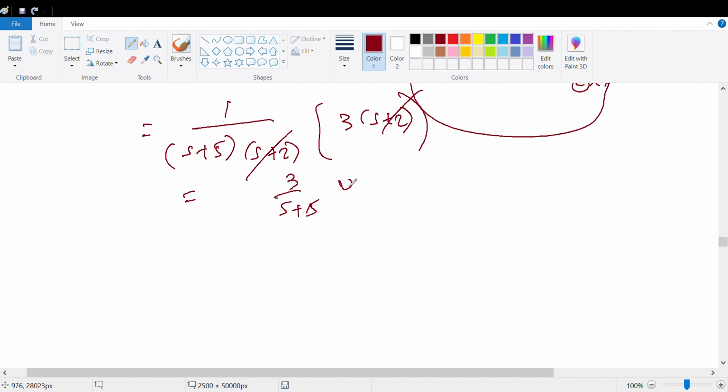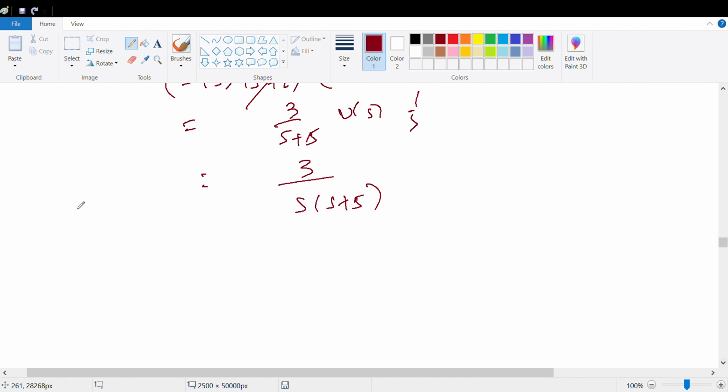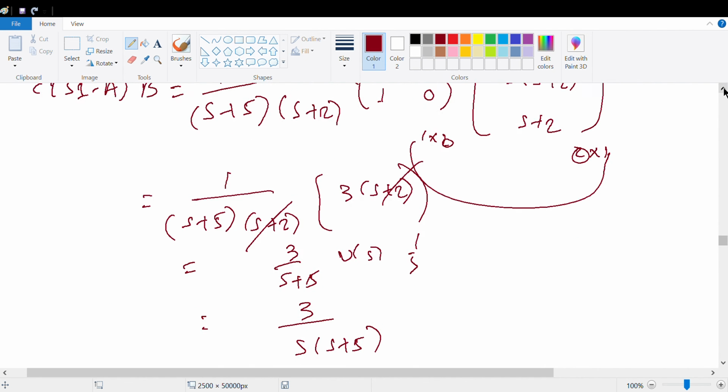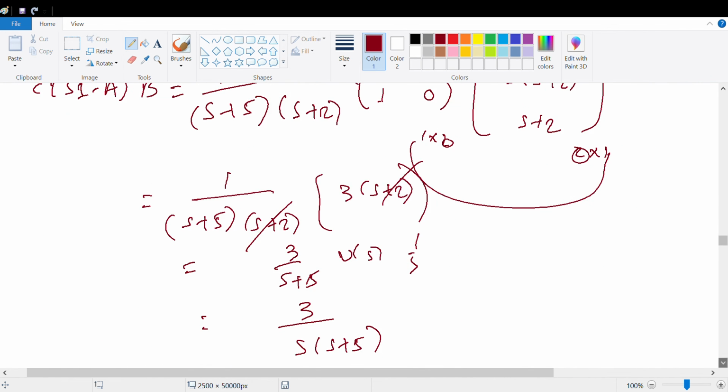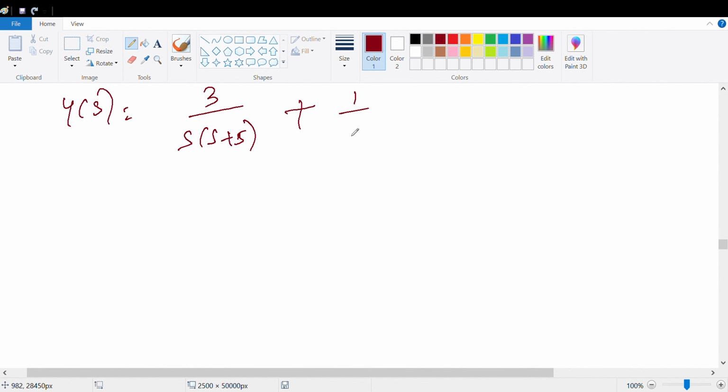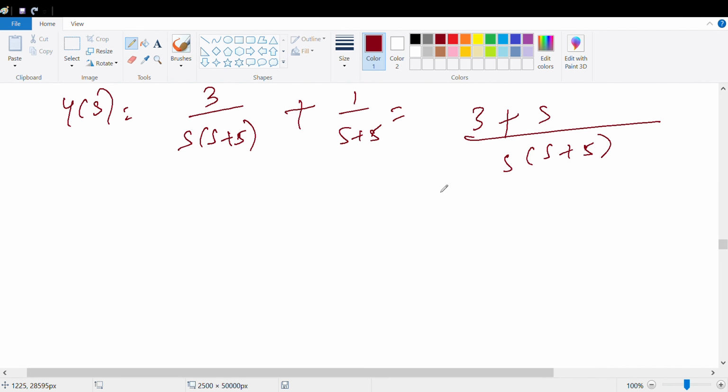and it is multiplied with U of s. U of s means 1 by s. So the total one is 3 by s into s plus 5. Now the total function Y of s is 3 by s into s plus 5 plus 1 by s plus 5. So now take s into s plus 5 as common. So 3 plus s. Therefore s plus 3 by s into s plus 5. This is Y of s.